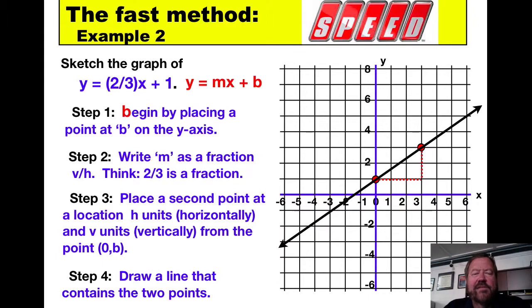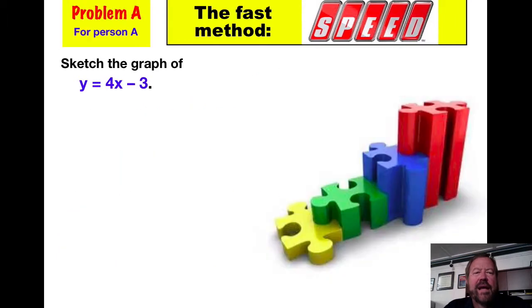So now that the kids have seen their 2 examples, now is when they would go ahead and read their steps to each other and verify they have the right steps. And then the teacher is going to provide a problem A for person A to solve. And here it is, y equals 4x minus 3.